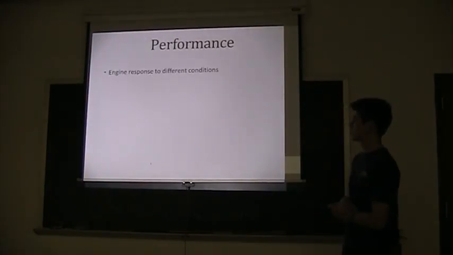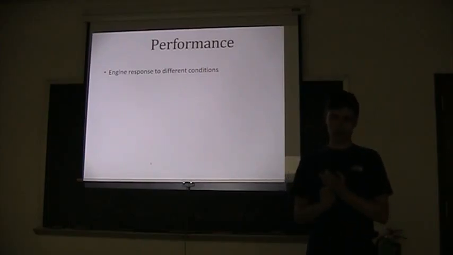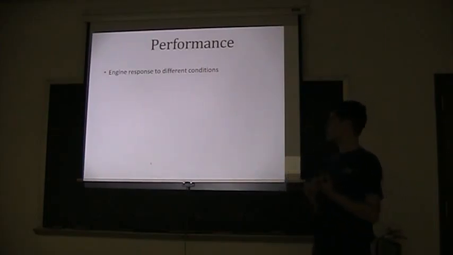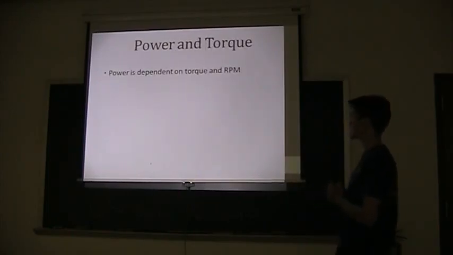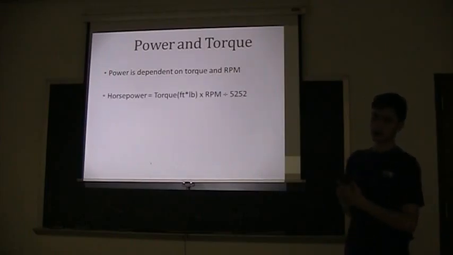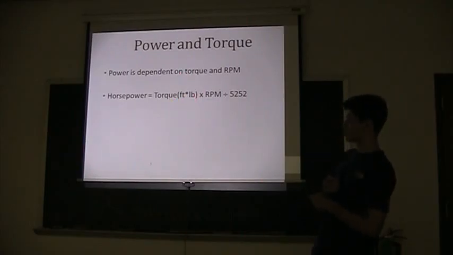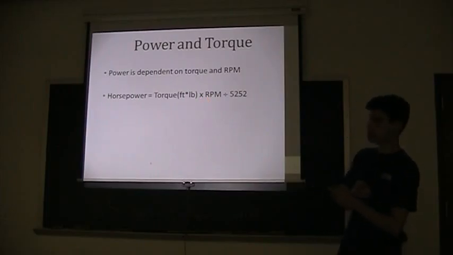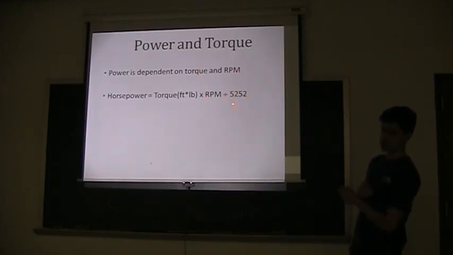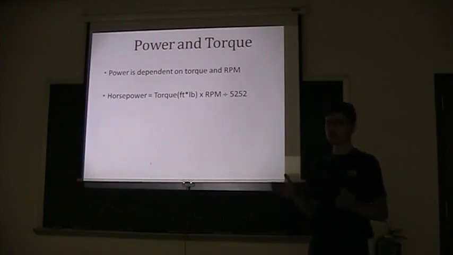So the performance, we're looking at the engine response to different conditions. Again, constant speed variable load, constant load variable speed, and see how that affects the engine. Power and torque. Power is simply dependent upon torque and RPM. If you're looking at power in units of horsepower and torque in units of foot-pounds, then here's your conversion right here. And what this means is if your RPMs are 5252, then horsepower is equal to torque. If your RPMs are less, torque will be higher. If RPMs are greater than that, horsepower will be higher.